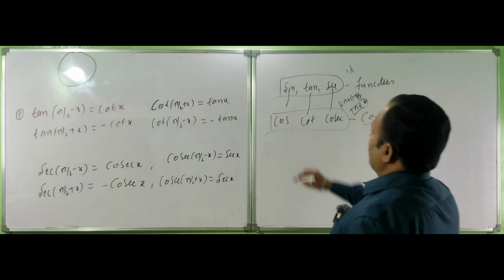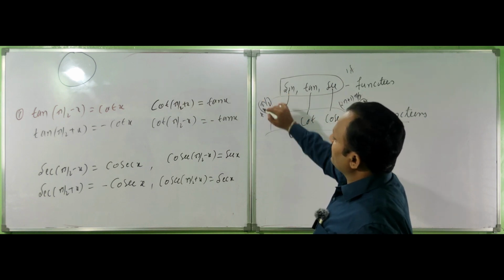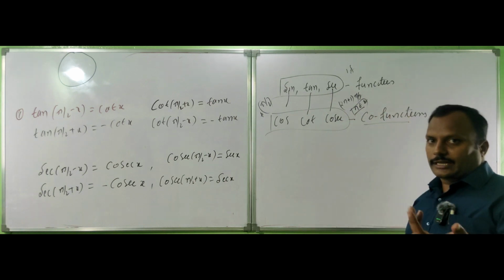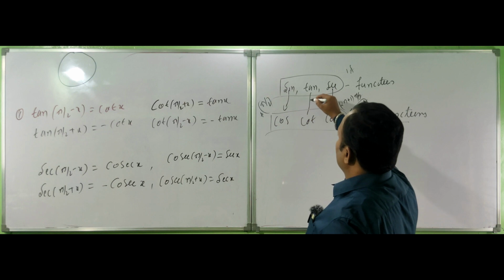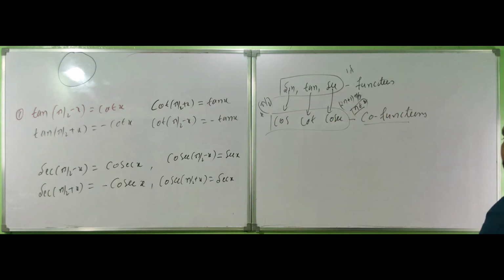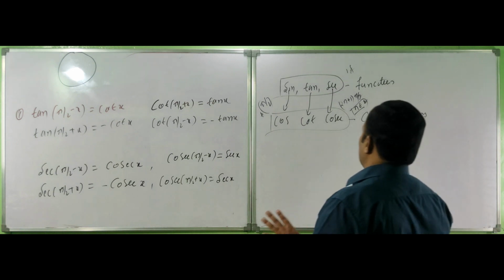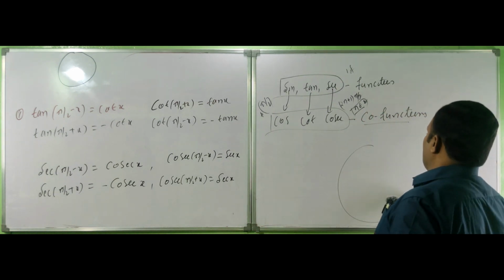If an odd multiple of pi by 2 is applied, this changes the function. Sine becomes cosine, tan becomes cotangent, and sec becomes cosec. Here you should apply the ASTC rule.